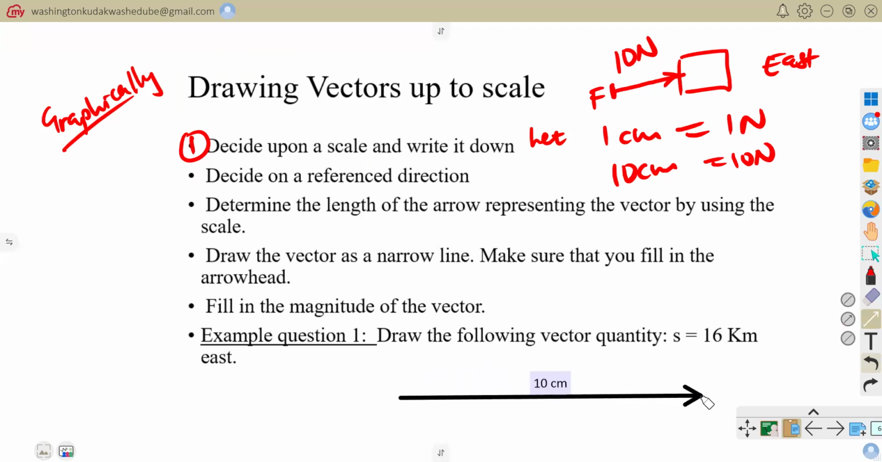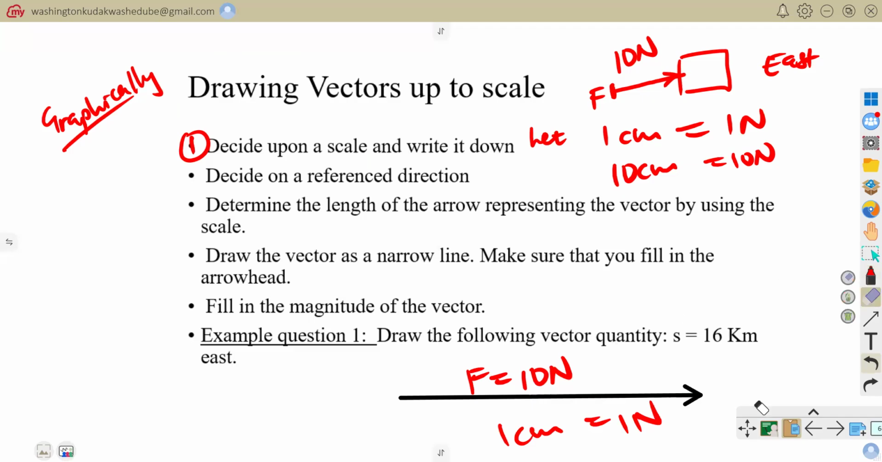This is my 10 centimeters. This simply means that I've drawn a vector of 10 newtons. So I chose a scale to say 1 centimeter will represent 1 Newton. If I draw an arrow that has a total length of 10 centimeters, it means that the magnitude of my vector here is equal to 10 newtons, because I know that 1 centimeter represents 1 Newton. So the magnitude of this vector is equal to 10 Newton.